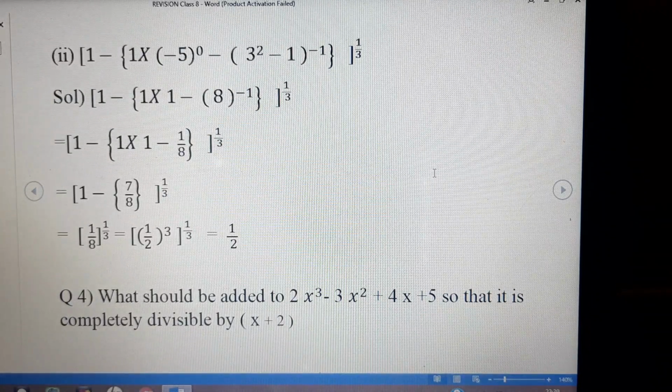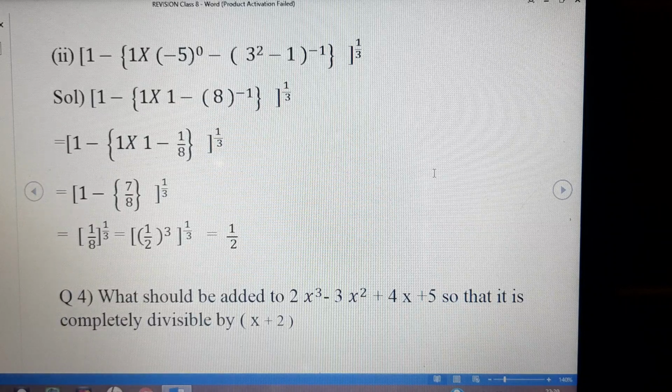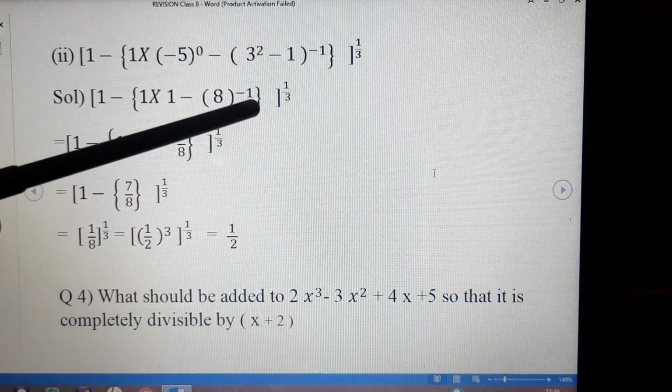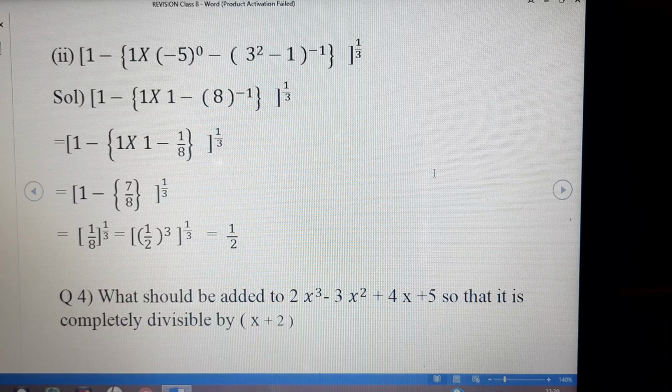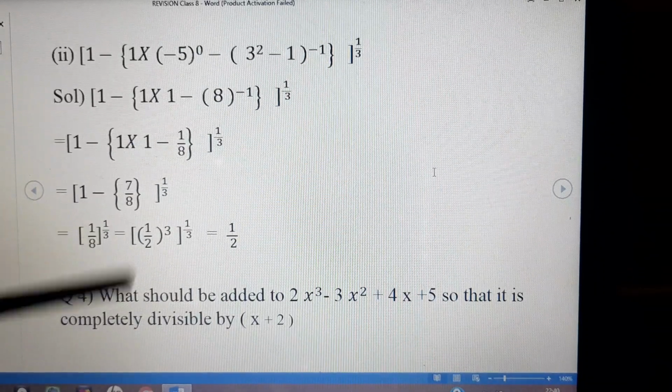Clear? And then we will start with the small bracket. It is 3 square. So 3 square becomes 9. 9 minus 1, that means 8. 8 to the power minus 1, whenever we have a negative exponent, then what are we supposed to do? We have to write the reciprocal of it. Fine. If we have a negative exponent, then we have to write the reciprocal of the number whose power it is. So reciprocal of 8 is 1 upon 8. Clear? And 1 minus 1 upon 8 becomes 7 upon 8.